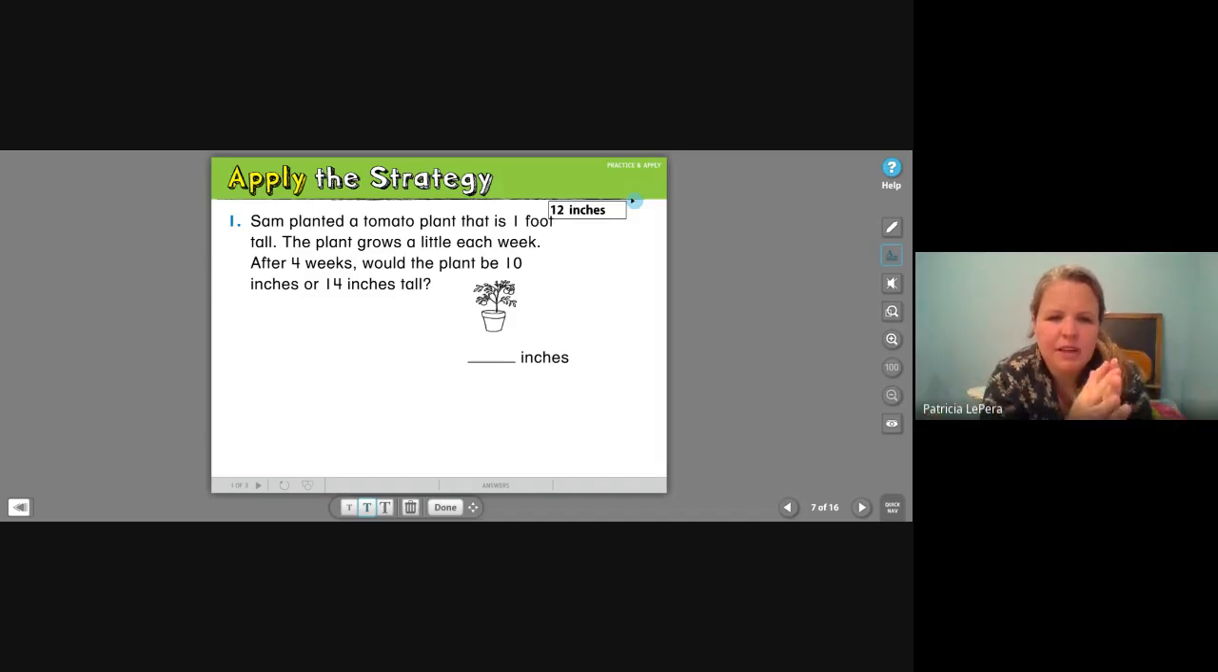So if Sam planted something that is 12 inches tall and the plant grows a little bit each week, you've got a good tomato plant going. After 4 weeks, would the plant be 10 inches tall or 14 inches tall? So here's our logical reasoning. It told us that it grew after 4 weeks. So the plant should be taller than when it started. So using our logical reasoning, 14 inches would be a great answer. And there we have it, 14 inches.